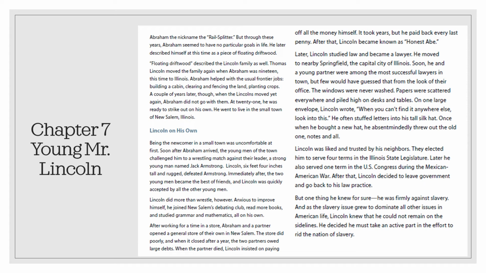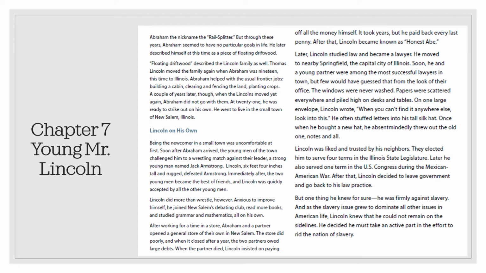Soon, he and a young partner were among the most successful lawyers in town. But few would have guessed that from the look of their office. The windows were never washed, papers were scattered everywhere and piled high on the desks and tables. On one large envelope, Lincoln wrote, "When you can't find it anywhere else, look into this." He often stuffed letters into his tall silk hat. Once, when he bought a new hat, he absentmindedly threw out the old one, notes and all.